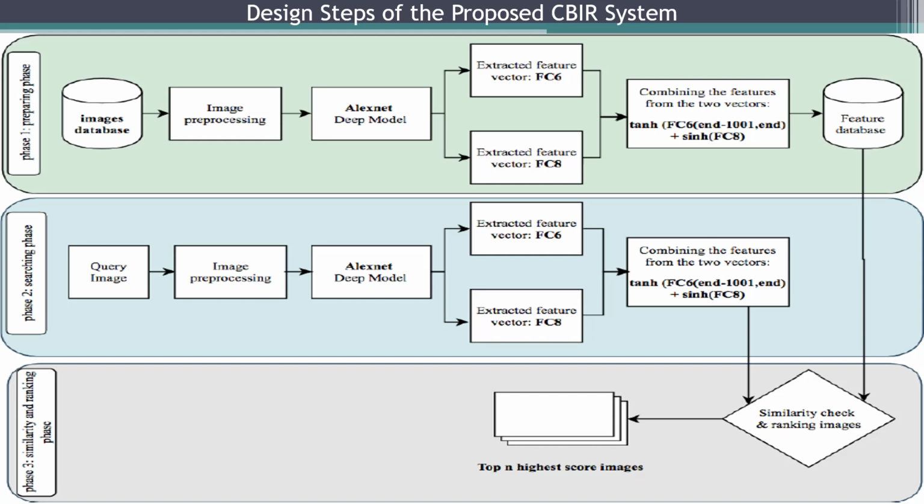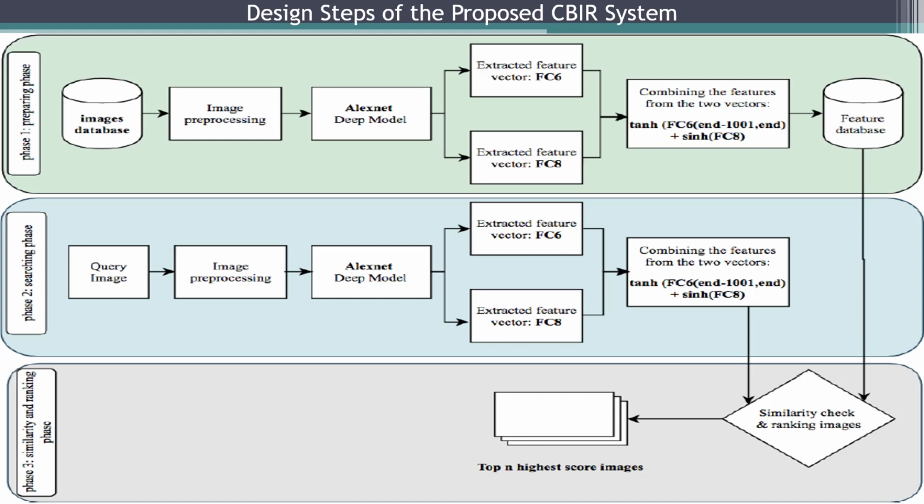A weighted combination of the two vectors is done in which only part of the higher dimensional layer, that is FC6, is taken and combined with the FC8 feature vector according to the equation which we saw in the previous slide. This is done to increase the efficiency of the features extracted from the last fully connected layers in retrieving the relevant images by introducing partial support of the FC6 layer.